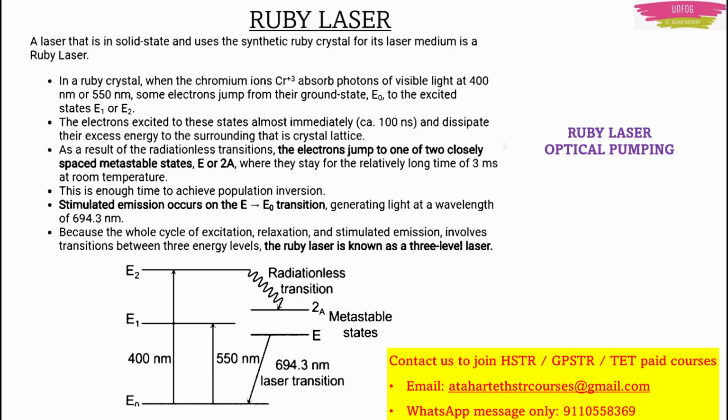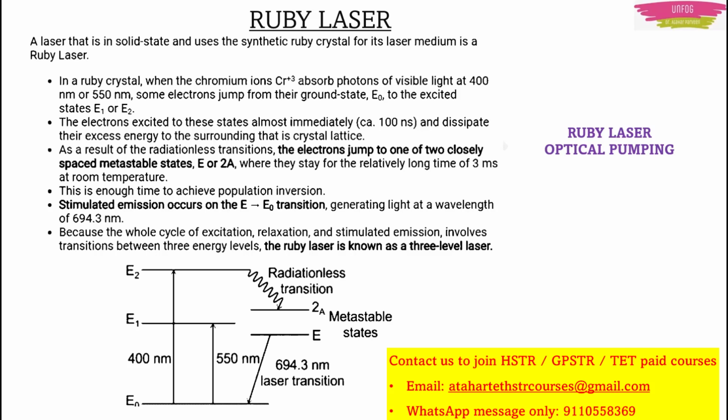Okay, here one is the ground state, that is one level. Second level is the higher state, E2. Then the third level is the metastable state, right? That's why ruby laser is also known as a 3-level laser. Okay, I have not gone much deeper because I don't want to trouble you. Whatever I am talking is very important. Those you can note down.